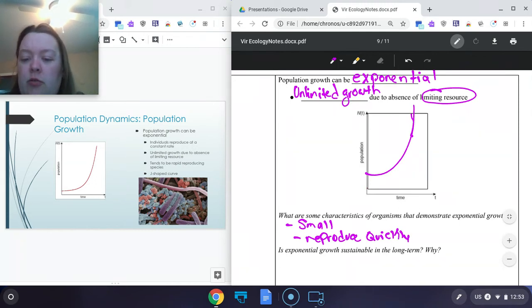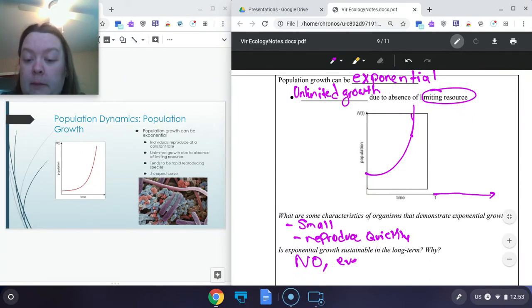Is exponential growth sustainable in the long term, and why? So that means over long periods of time, if this graph just kept going over and over, is it possible for this graph to just keep increasing at that rate? And I would say no. That is not sustainable long term, because eventually something is going to limit the growth of that population. Eventually you're not going to have enough food, you're not going to have enough water.